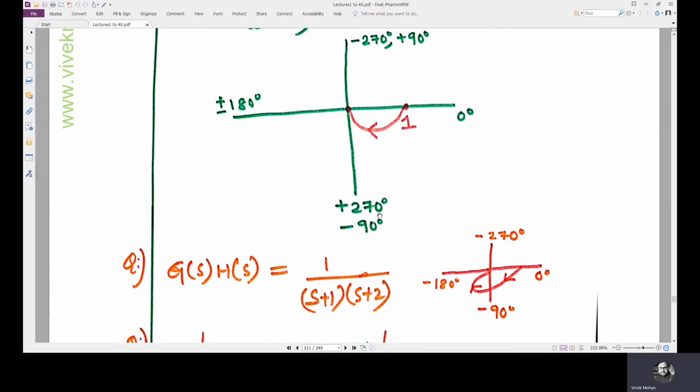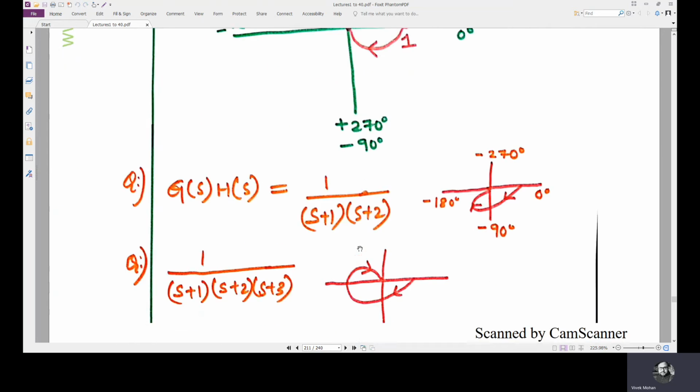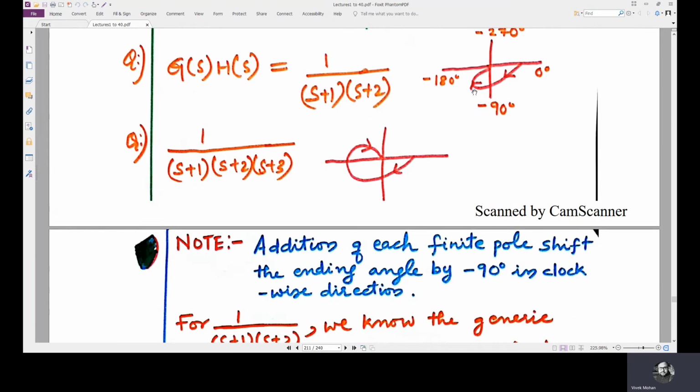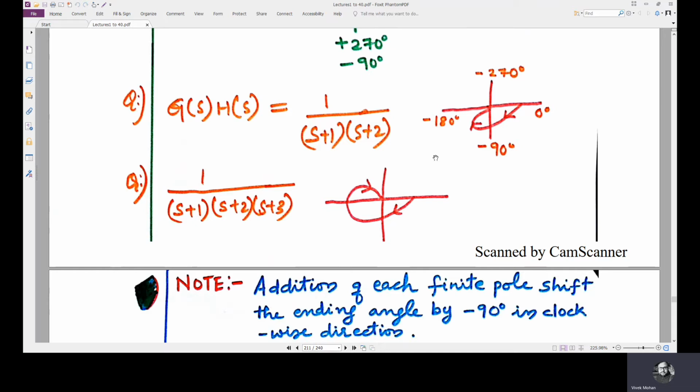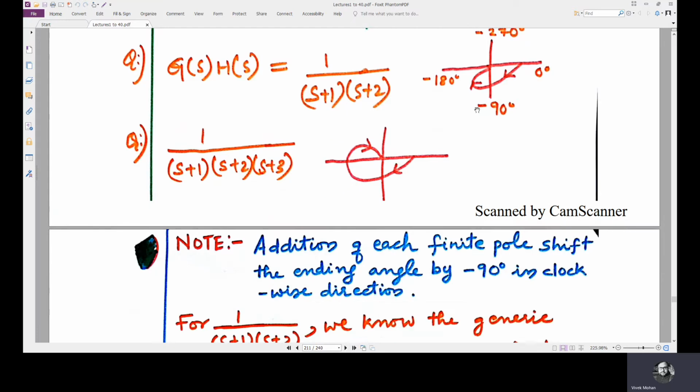In the first problem it was minus 90 degree, right? In the second problem, what was it? It is minus 180 degree. The ending part of the plot is asymptotic to the minus 180 degree axis. Now, when one more pole is added, s equals minus 3 is added, then what happened? It is now asymptotic to the minus 270 degree axis. That means again a minus 90 degree shift has happened.